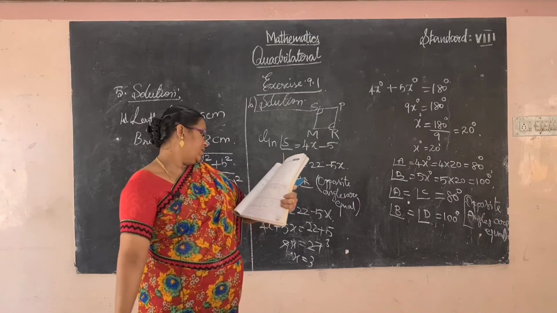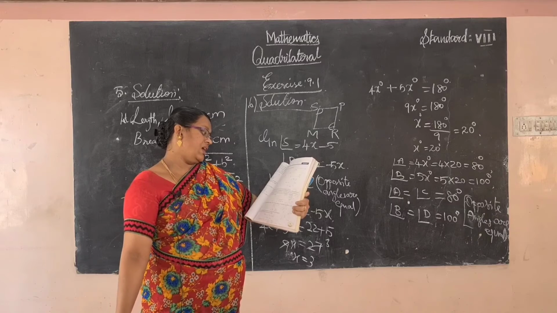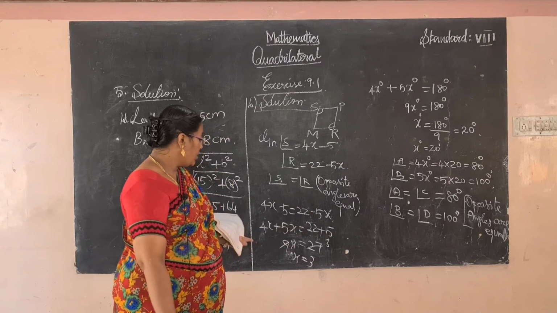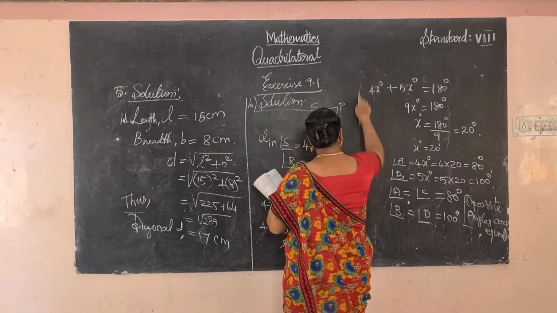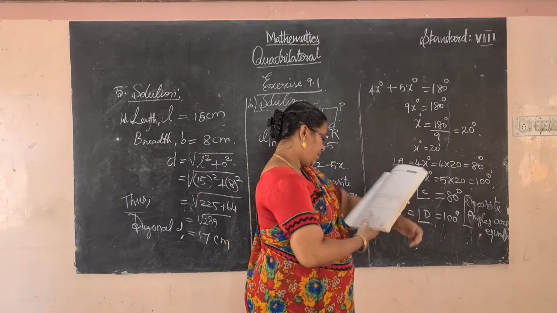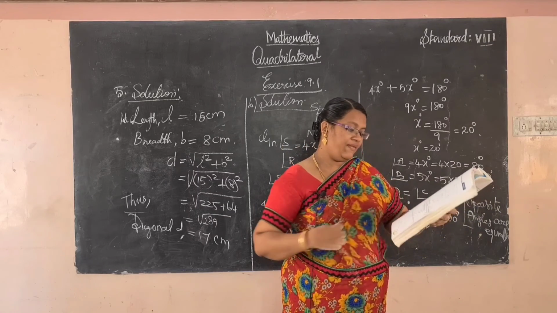What is asked in the question? Find the value of x in the figure. So x is equal to 3. That's it. Now move to the seventh problem.